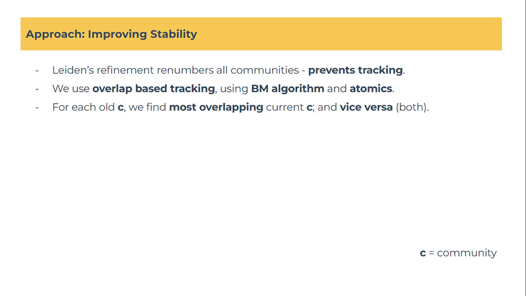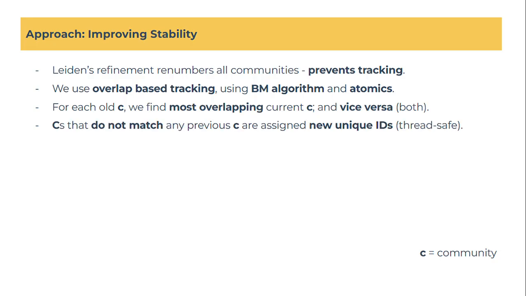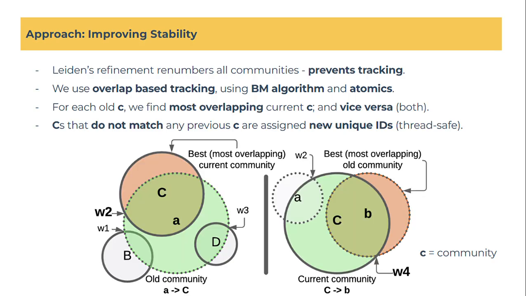For this overlap-based tracking, we use the Boyer-Moore majority vote algorithm in order to achieve good performance, and we use atomics wherever necessary. If the community overlap does not match in both cases, like from old to current and current to old, such communities are assigned new unique IDs using a thread safe method.